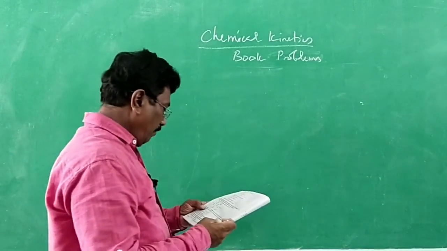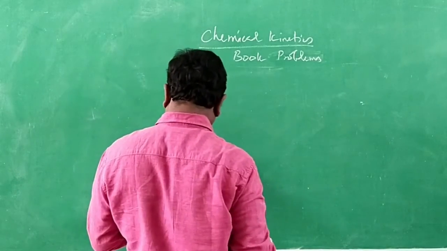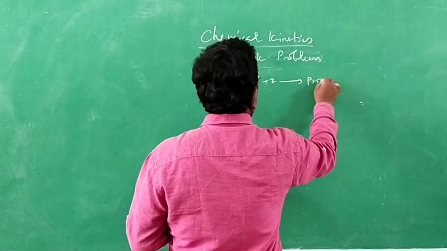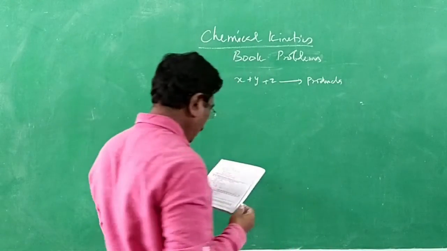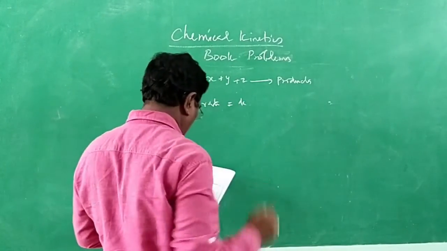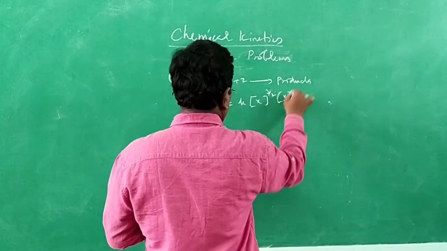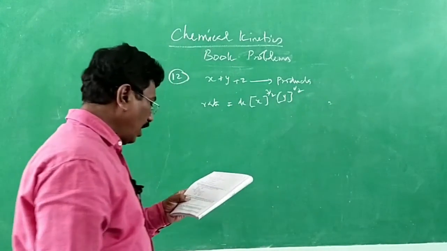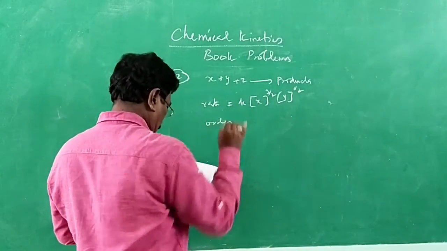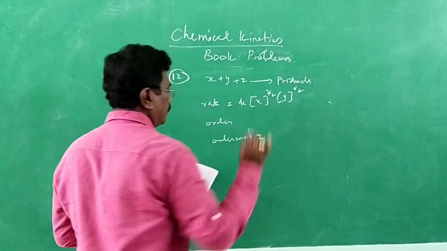For a reaction, question number 12 in the book back: X plus Y plus Z gives products. The rate law is given by rate is equal to rate constant K into molar concentration of X to the power 3 by 2, Y to the power 1 by 2. What is the overall order of the reaction? And what is the order with respect to Z?